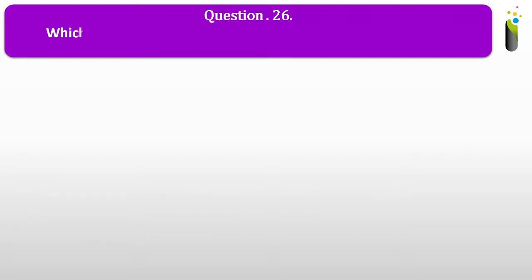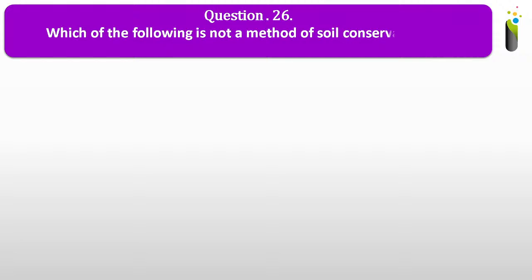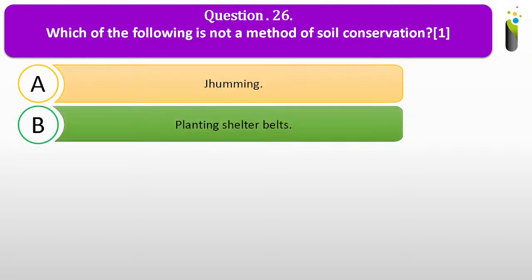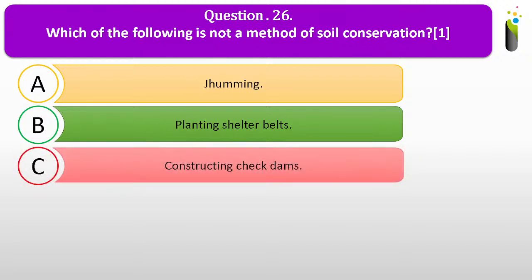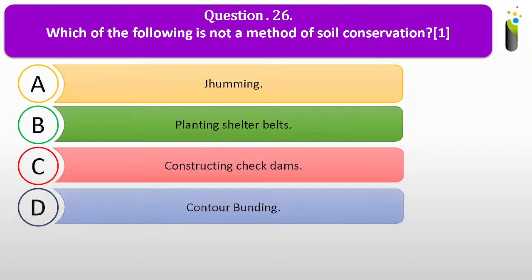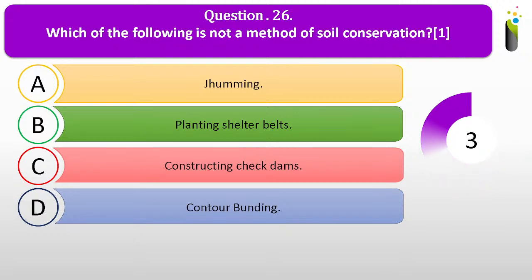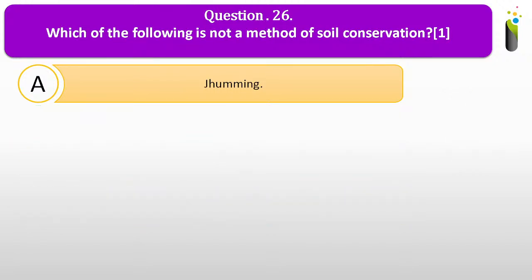Going to the next question, number 26. Which of the following is not a method of soil conservation? A. Zooming. B. Planting shelter belts. C. Constructing check dams. D. Contour bunding. And the correct answer for this question is A. Zooming. Zooming is not a method of soil conservation.